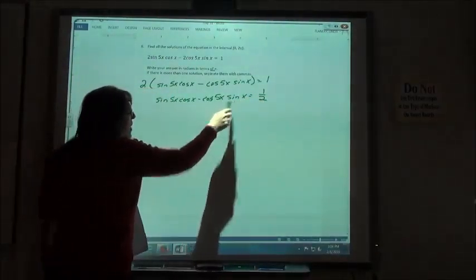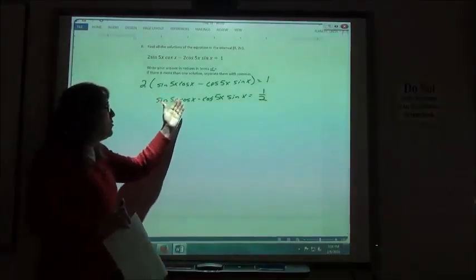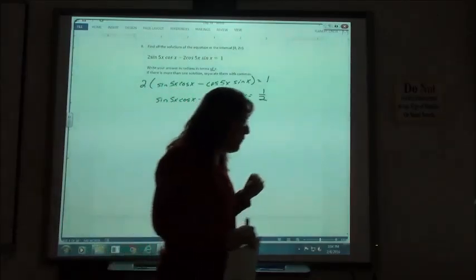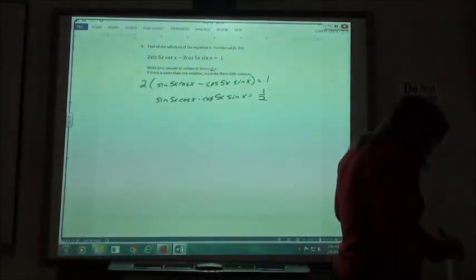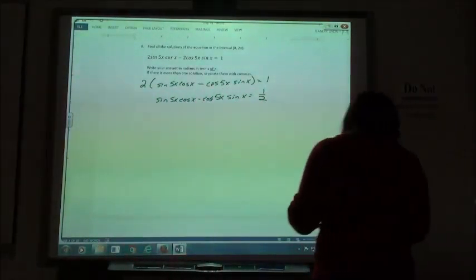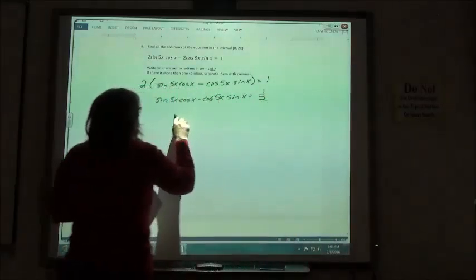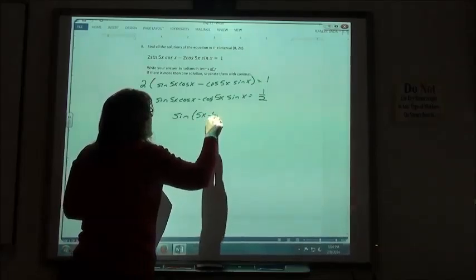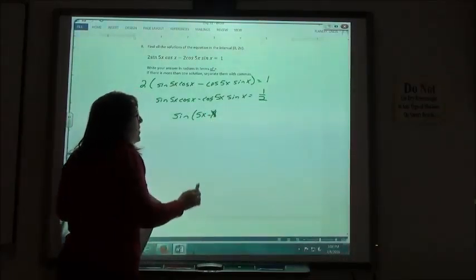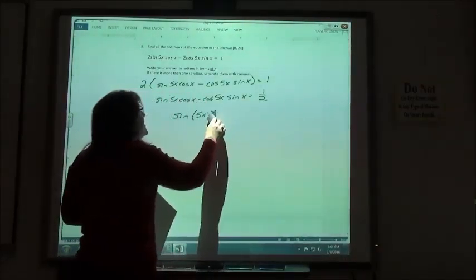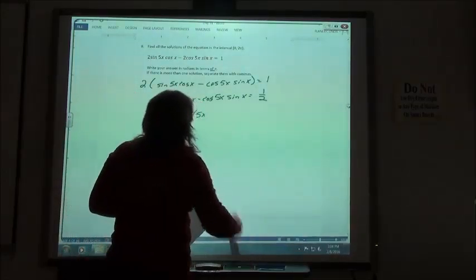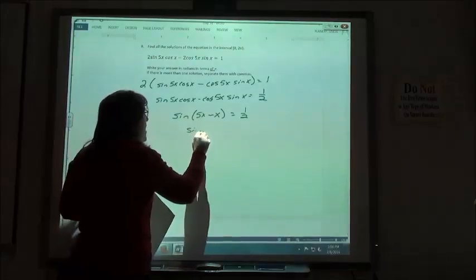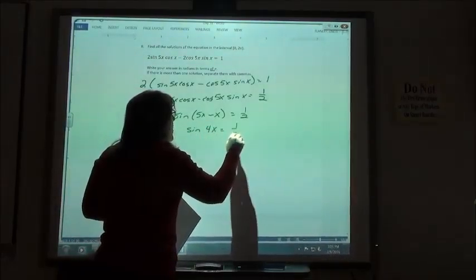This again is one of my formulas. Sine, cosine, minus cosine, sine. So if you look up your sum and difference, for sine cosine minus cosine sine, it is the sine of a minus b, so 5x minus x. Trying to subtract already. 5x minus x to equal my 1/2. So the sine of 4x would equal 1/2.